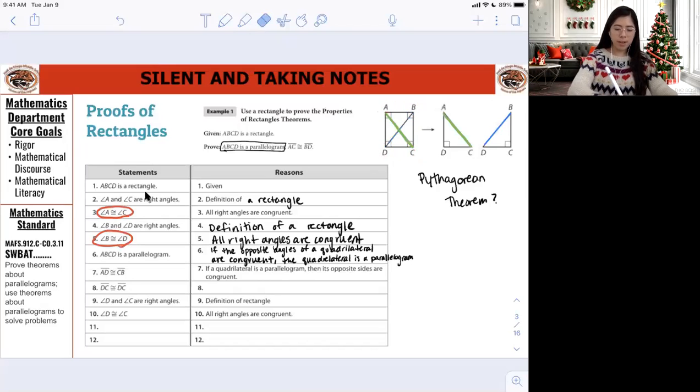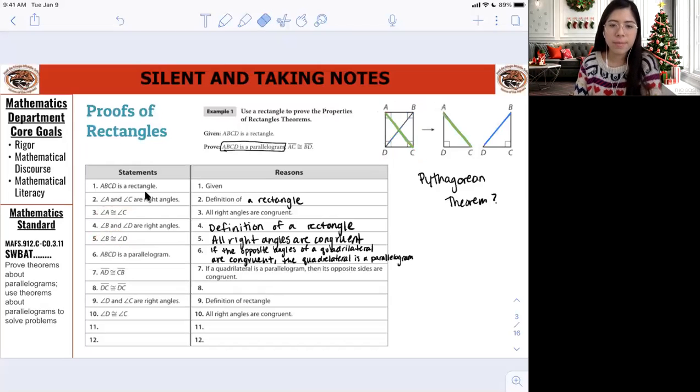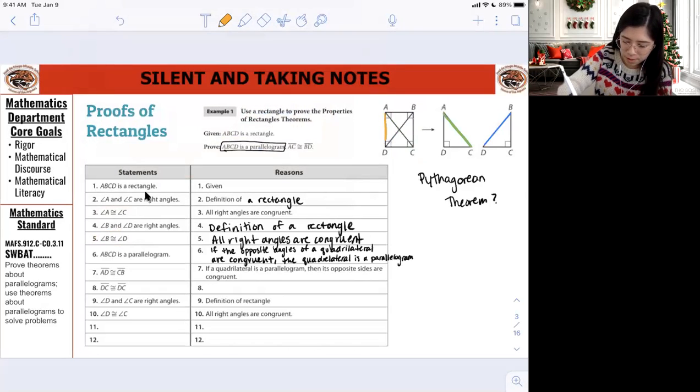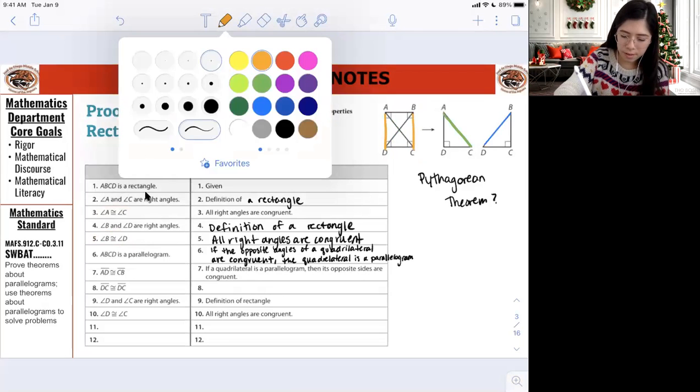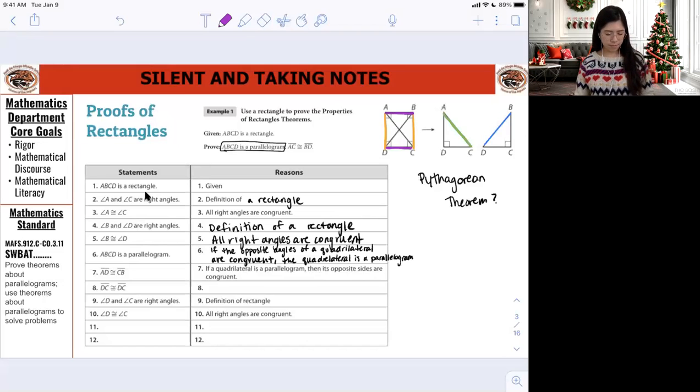All right. Well, now that I know I have a parallelogram, I can use those parallelogram theorems. And it says if a quadrilateral is a parallelogram, then the opposite sides are congruent. So I know that AD is congruent to BC or CB. And then I also know that DC is congruent to AB. Now, should I use the same reason or a different reason for the next line? What would be the other reason?